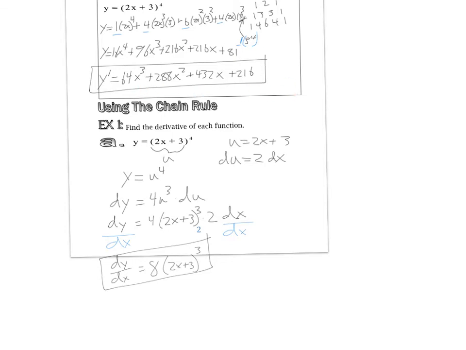I encourage you to go ahead and try it just to double check, but you would get the exact same thing. And you could see that this way was obviously a lot quicker. So the chain rule becomes very useful.